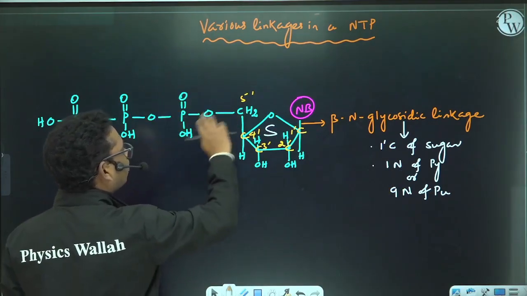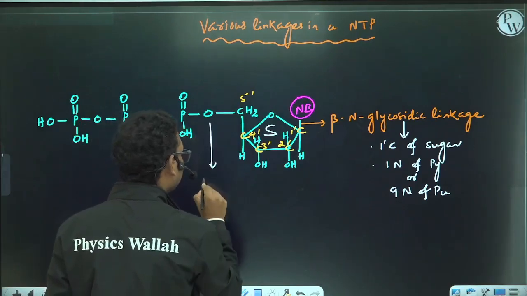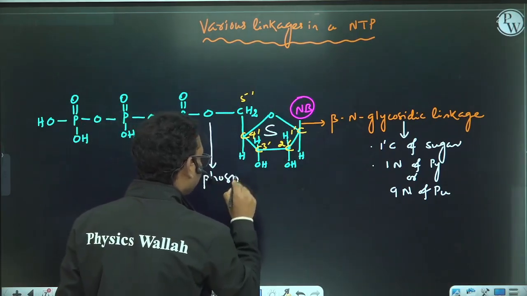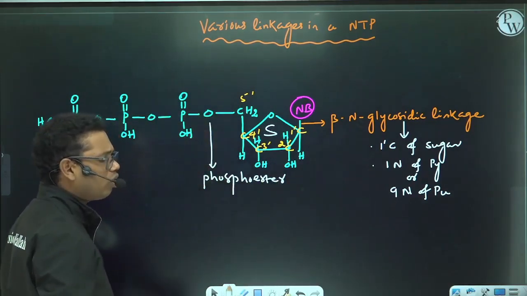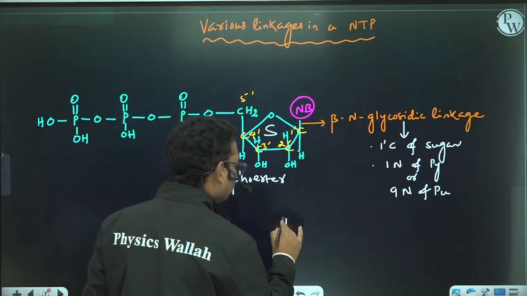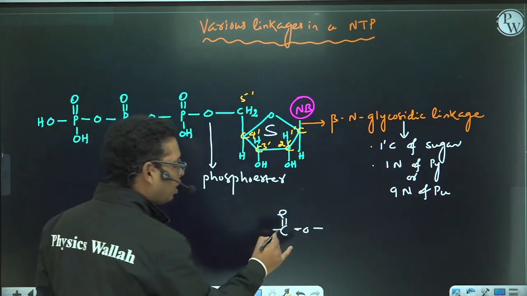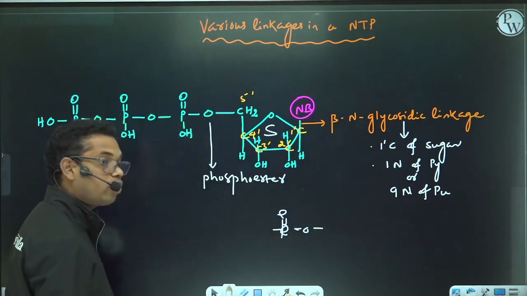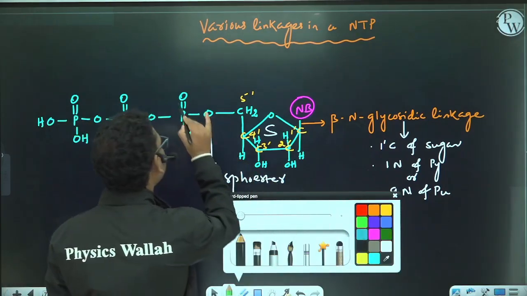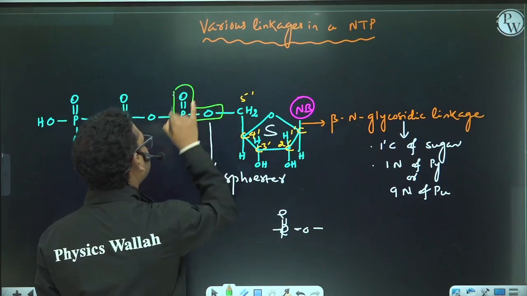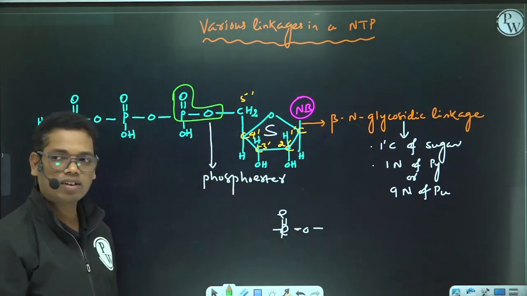And here I am having phosphate. So this is phosphate and this is sugar. And the linkage here is the phosphoester linkage. Why is this phosphoester linkage? We know very well the ester linkage is C double bond O oxygen. This is ester linkage. And if I write P instead of carbon, it will be phosphoester. You can clearly see here, this is phosphoester linkage. That is why I say the sugar and the first phosphate are linked by phosphoester linkage.